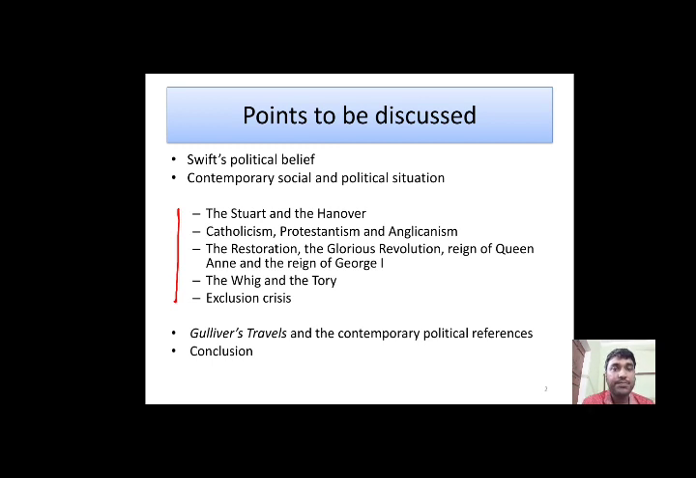Next, I will focus on Gulliver's Travels and the contemporary political references. I mean, how the novel refers to contemporary political incidents and events, how the narrative builds up a parallelism between contemporary socio-political events and the narrative. And then I will try to draw a conclusion. But let's start with Swift's life and his stance on the contemporary socio-political situation, or Swift's political belief.